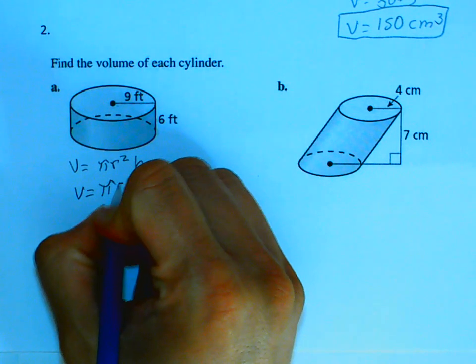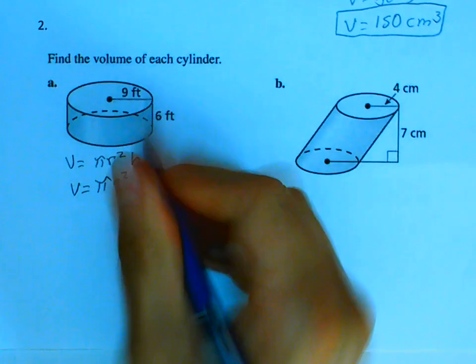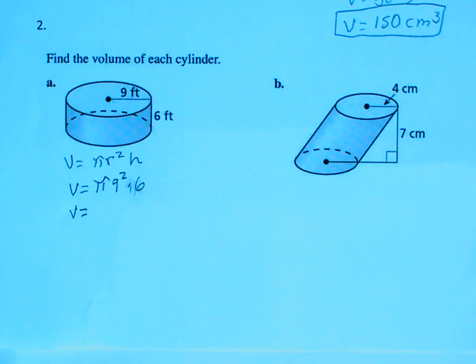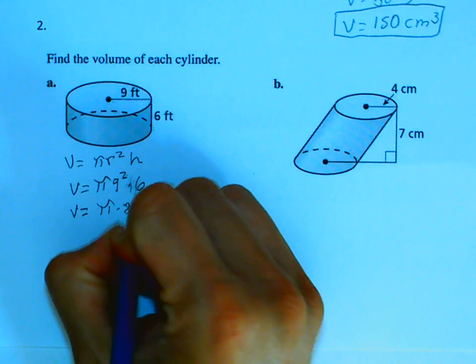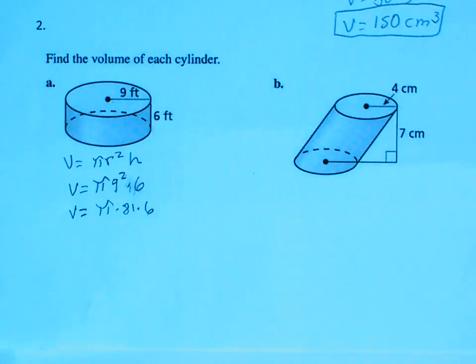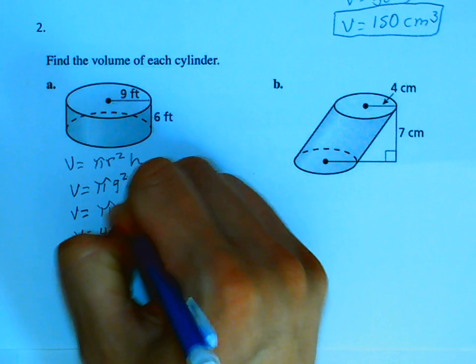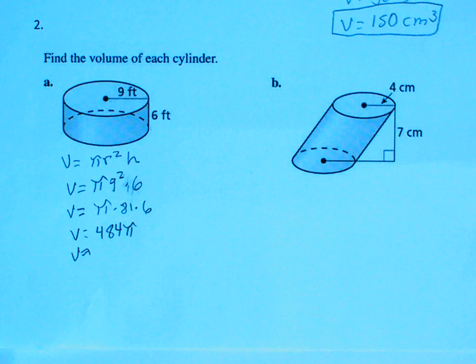Pi 9 squared times 6. So I'm going to give you two answers. I'm going to give you the exact answer and then the approximation. So 9 squared, that's 81, and then times 6. So now we need to multiply 81 times 6, and that gives me 486 pi.